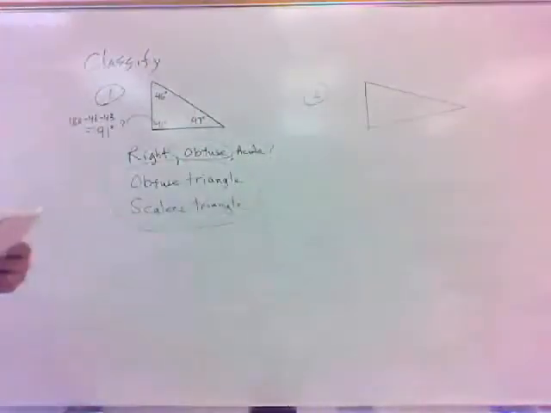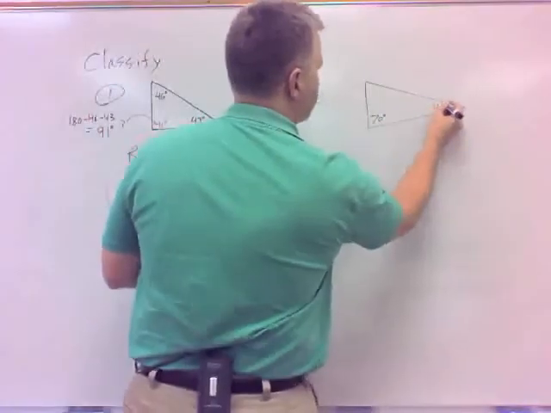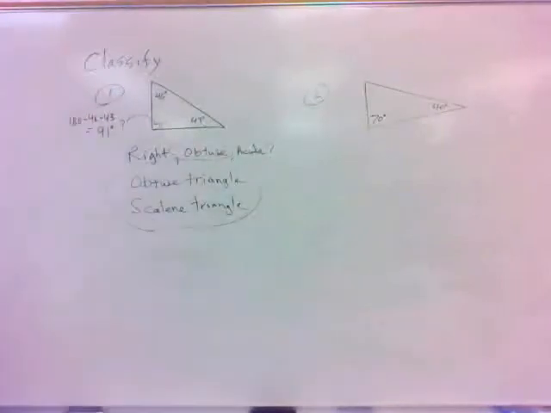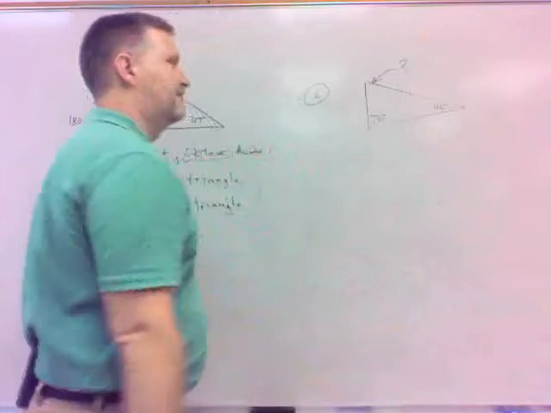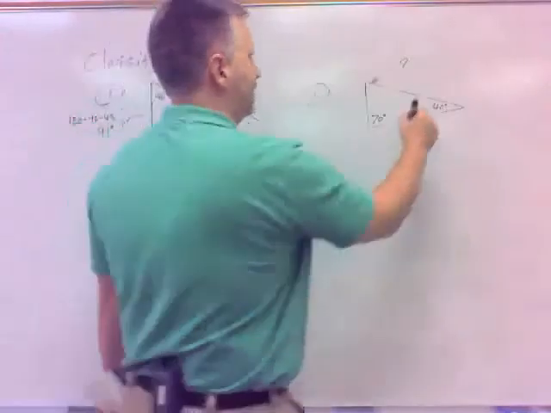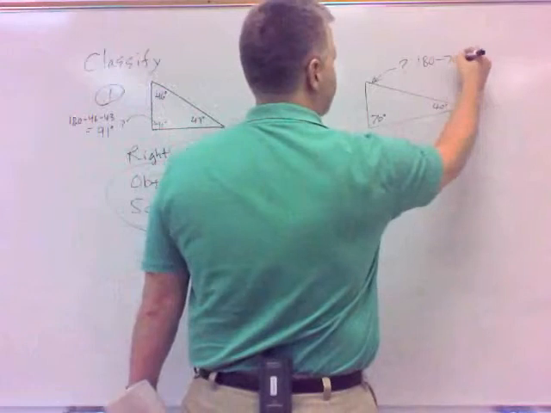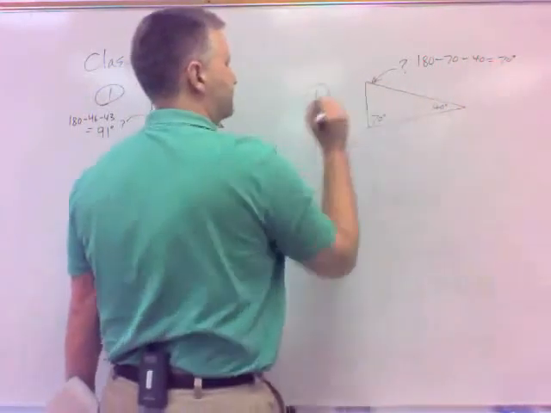Here I have a little flag-looking one. Here I've got 70, here I've got 40. Same question, classify that one. On a problem such as this, you need to know all three angles. That's your best bet. What is this third angle here? Since they all add up to 180, it's 180 minus the other two. That's a 70, so this one is 70 also.